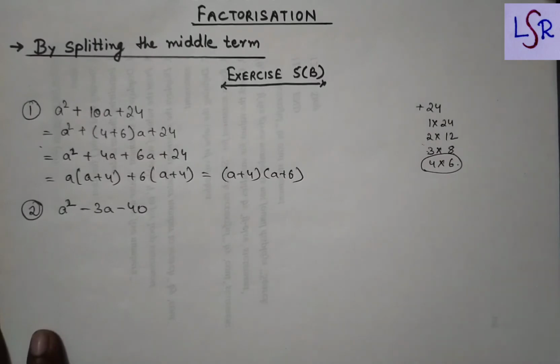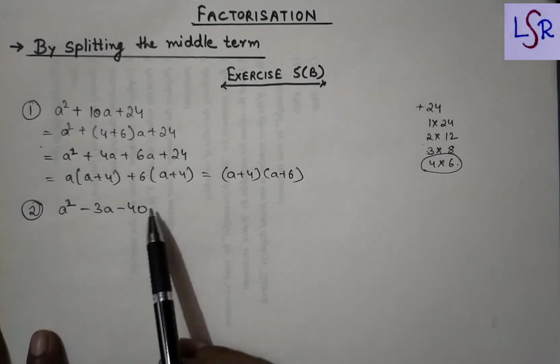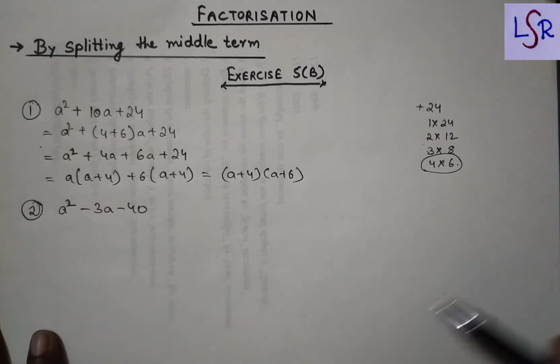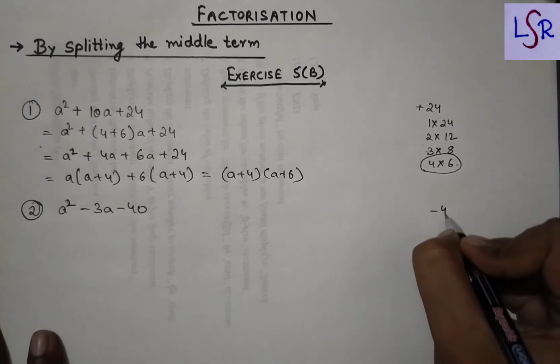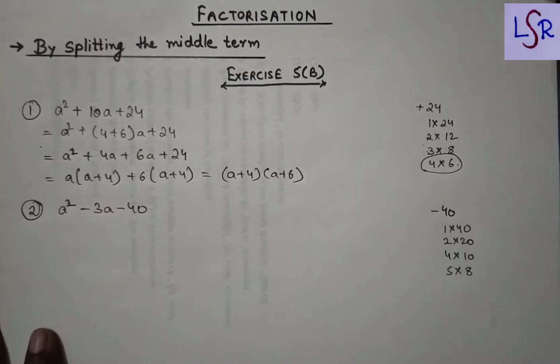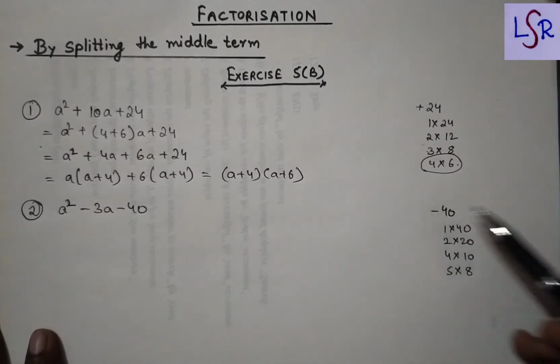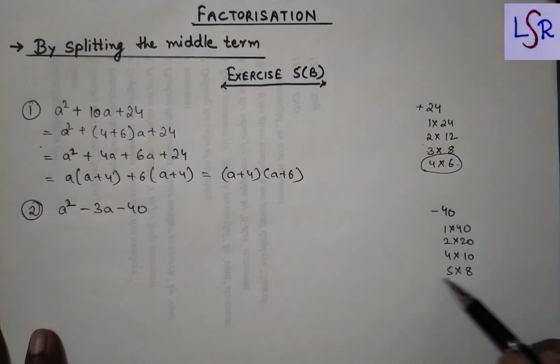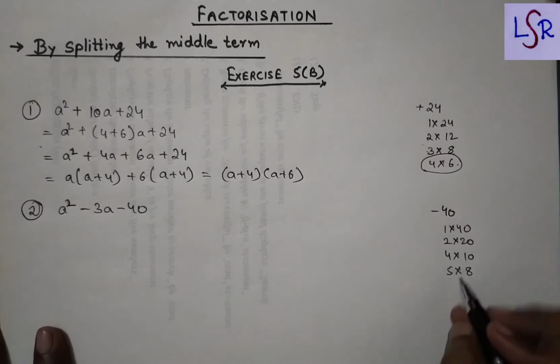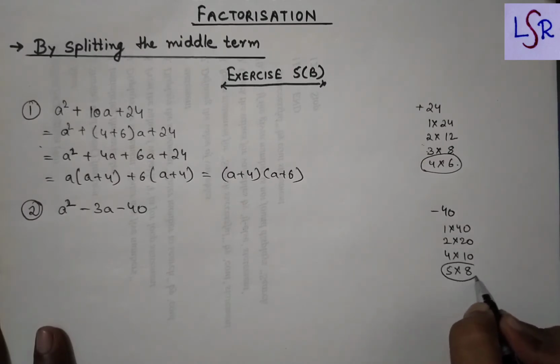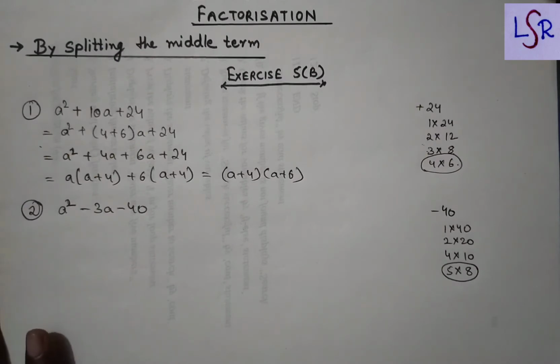Now in the second part we have a square minus 3a minus 40. So the product of 1 and 40 will be minus 40 over here. Now we have got the factors of 40. As we have a minus sign over here, we are going to subtract any of the pairs to get 3. So we see that 8 and 5, if we subtract 5 from 8, we get 3. So we are going to split this 3 as 8 minus 5. Here we got this. Now open the bracket.